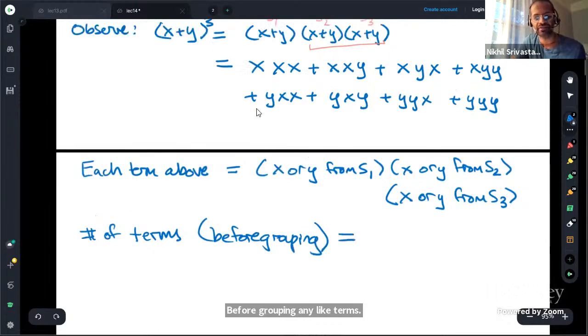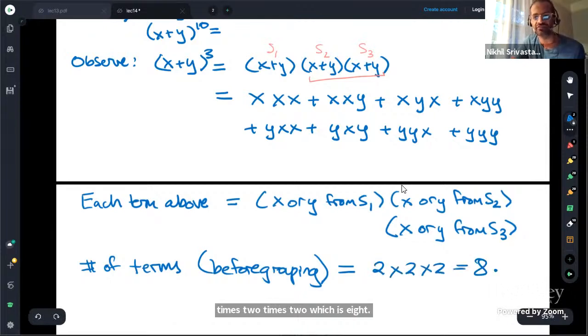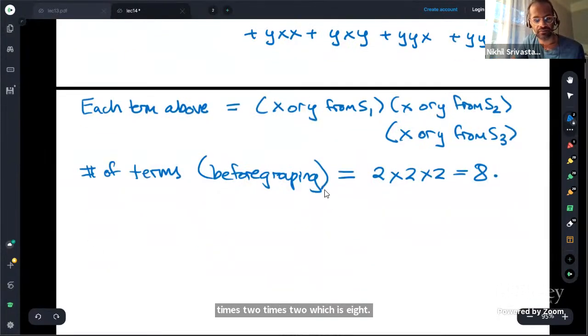How many should there be? Well, there are 8 of them, but based on this little calculation, I can uniquely specify a term by making each of these choices, right? And for each choice, I have 2 options. So the number of terms before grouping is 2 times 2 times 2, which is 8. Okay, we knew that just by doing it. This is essentially the product rule, because I had 2 ways of making each choice.